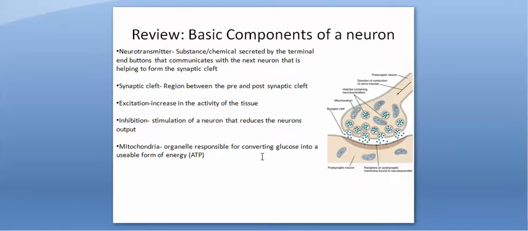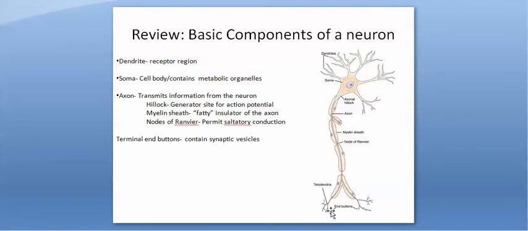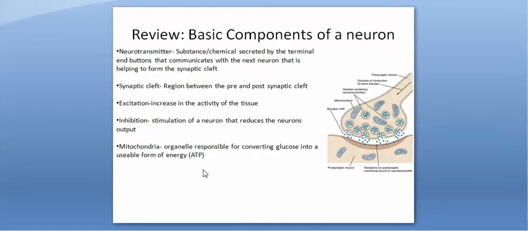Now, information always travels this way down an axon. All right, so here's our continued review. Neurotransmitters, which are depicted here in blue, are chemicals that are secreted from the terminal end button, which is right here on a neuron, and now we just have a blown up picture on this side. They communicate with the next neuron. So here's the postsynaptic neuron.